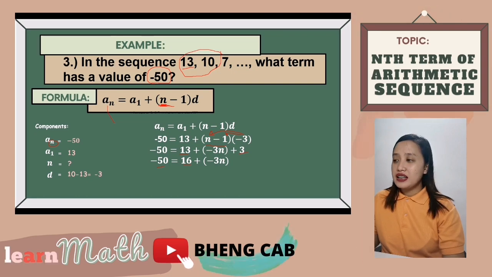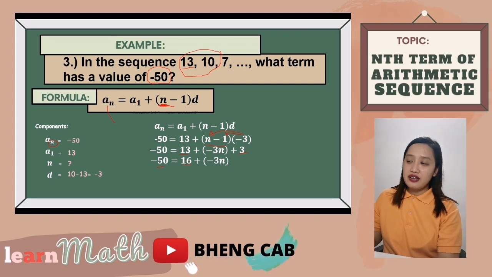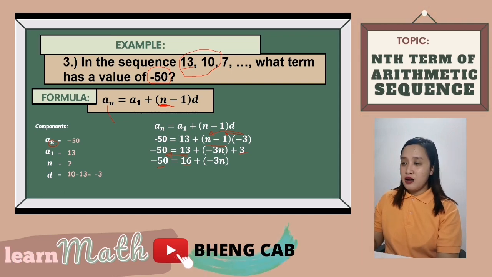Okay? So, ang kailangan natin gawin sa kanya is to separate this. Yung merong variable, yung may n as literal coefficient. Isa-separate natin siya from this constant. So, pagkasamahin na lang natin yung negative 50 tsaka 16. So, ita-transpose na lang natin yung 16 dun sa left-hand side. So, we'll have negative 50 minus 16.